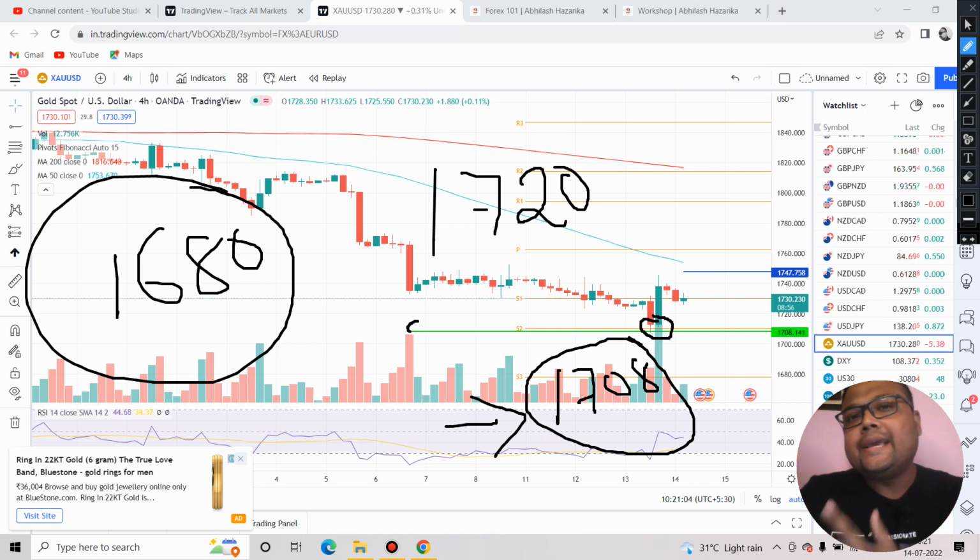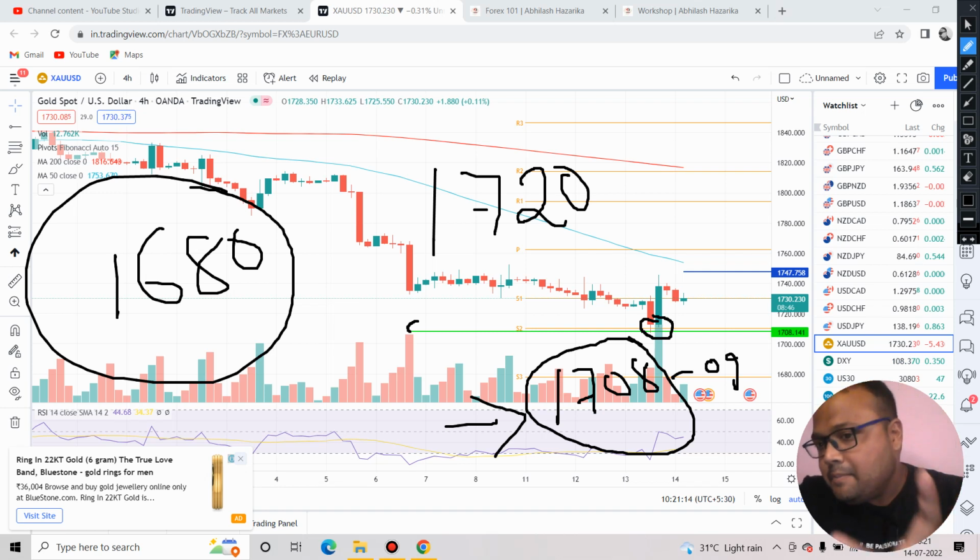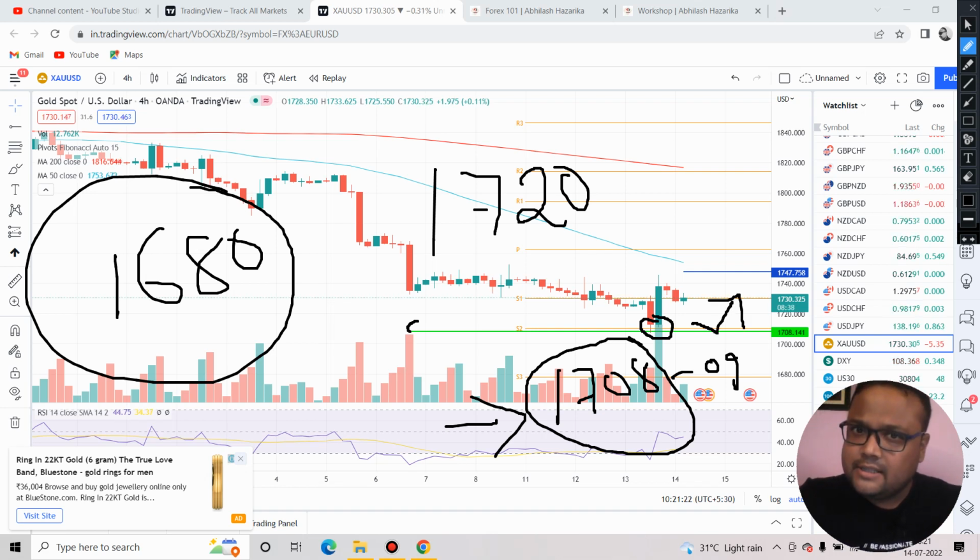So as a result, we can expect that by today or tomorrow, in case gold comes down to the 1708, 1709 level, okay, there may be some sort of support again. Okay, so if gold bounces or reverses from the 1708, 1709 level, you can go for a buy position. But keep in mind, when gold will be reaching the 1708 level, you need to observe the market first. After all, observation will be extremely important. If you see that market is taking support, then only go for a buy position.